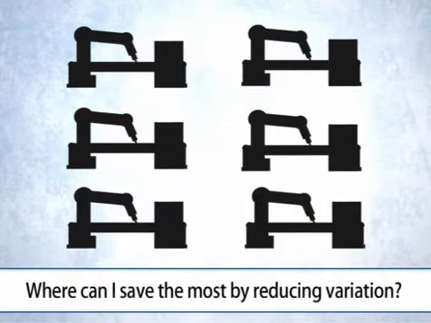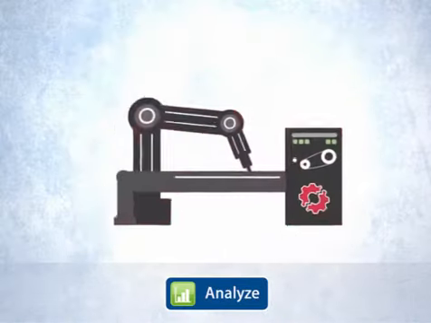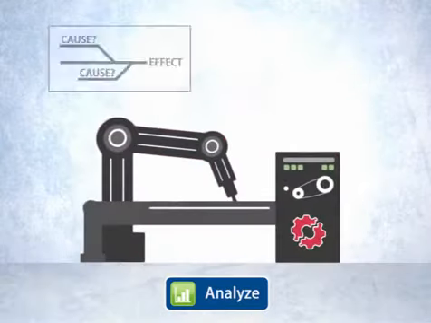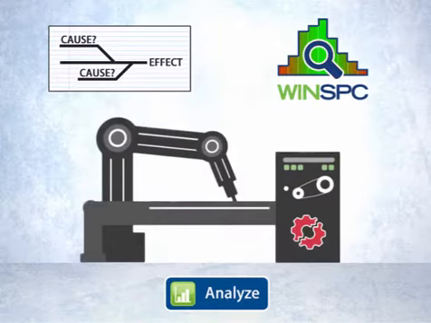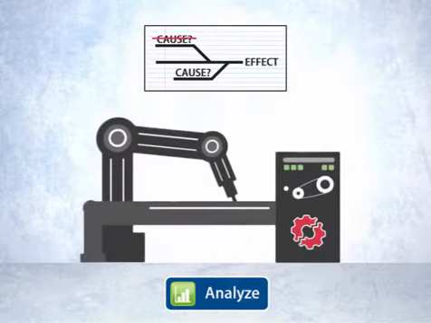Your second step is to investigate the problem you've prioritized, and you do this by applying traditional root cause analysis techniques and using WinSPC's variable analyzer. Your third step is to solve the problem. You do this by addressing each potential cause until you reach a solution.